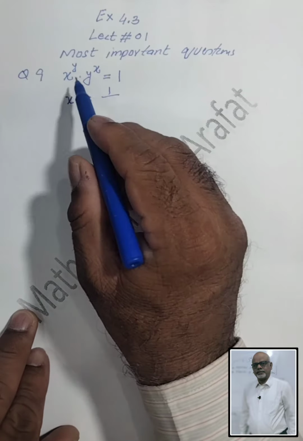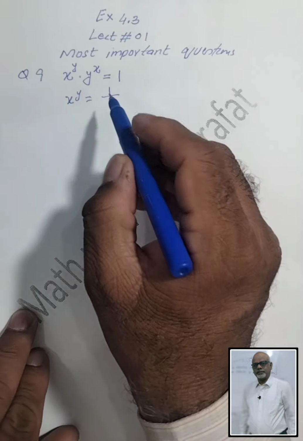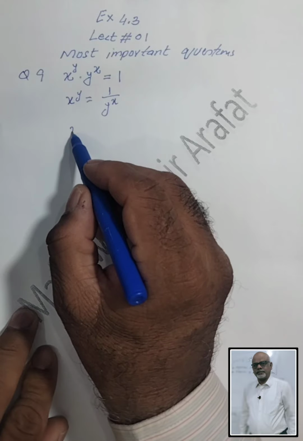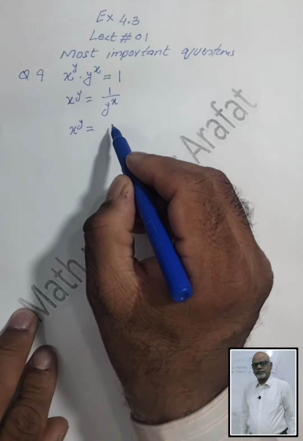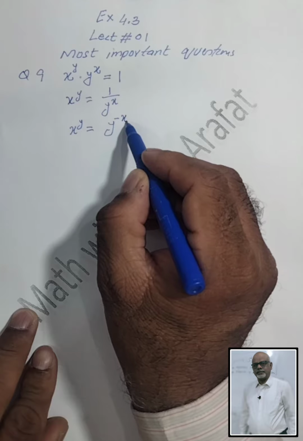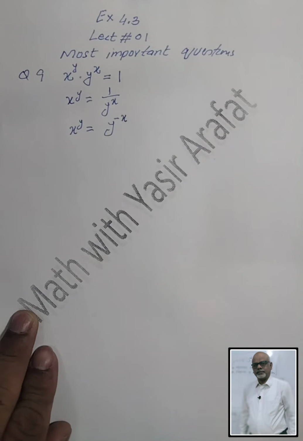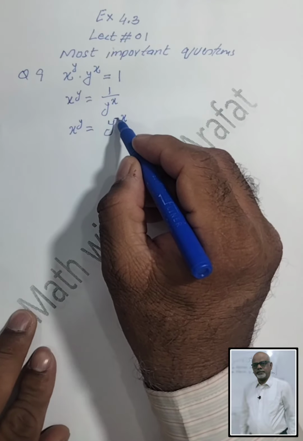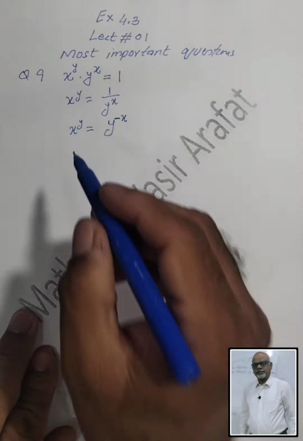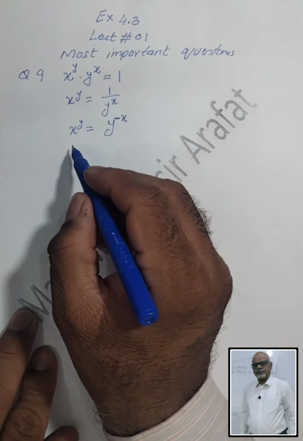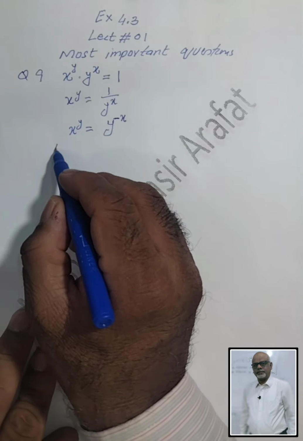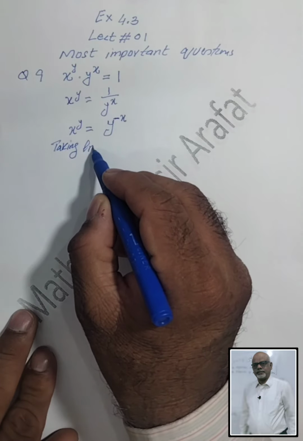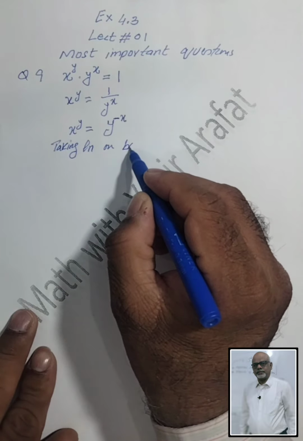So this is x power y, y power x. One of them we have to shift to the right hand side. So this is x power y and this is y power minus x. Now in exponential equations, when we have to find out the derivative, before finding its derivative, first we have to take out ln on both sides. So here taking ln on both sides.